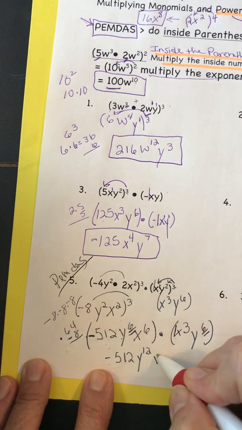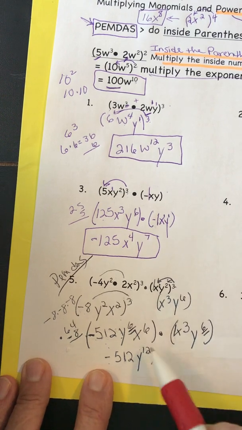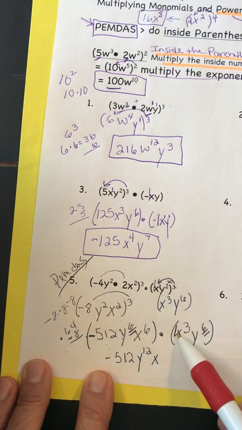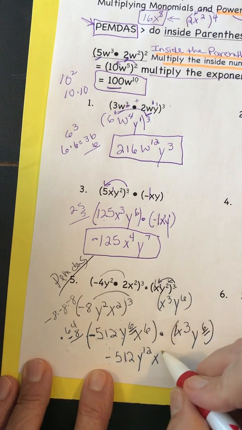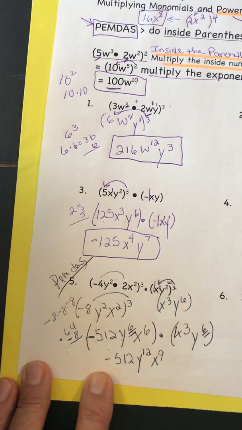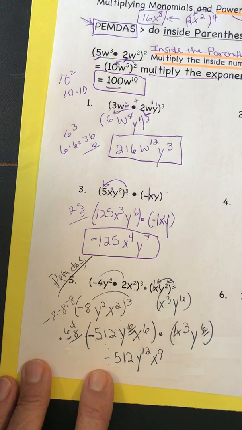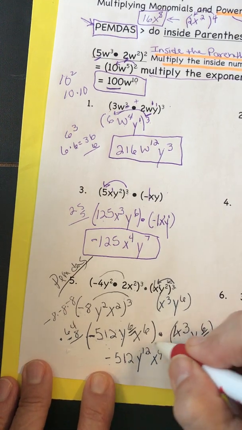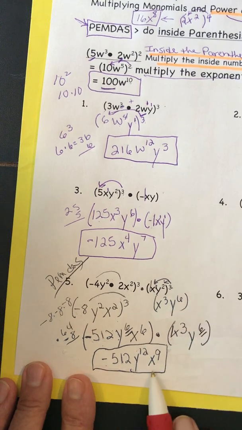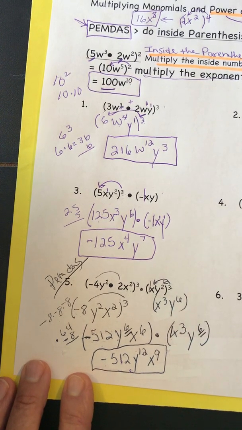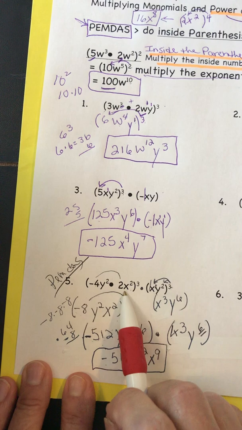Now I've got my x's, and I've got x to the 6th and x to the 3rd. So 6 plus 3 equals 9. I believe that is my answer. If you were being real picky about it, we would make sure that the x came first, but it doesn't make that much difference since it was different here.